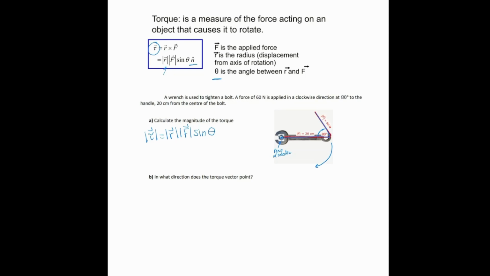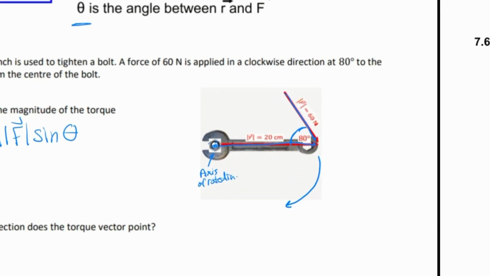Now, remember, when we're doing this, it has to be tail to tail. So we need to move this force vector, and we can do that without changing its angle, so that it's tail to tail, and that would move it over here. So now that this force vector with a magnitude of 60 newtons has been moved over here, we need to know this angle here because that's what we're dealing with.